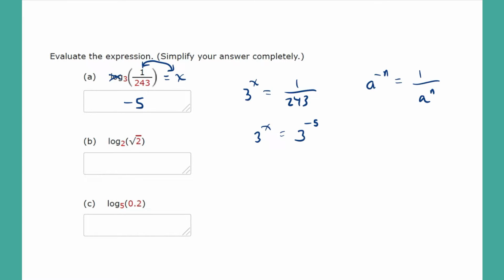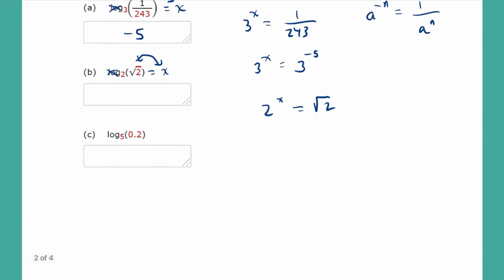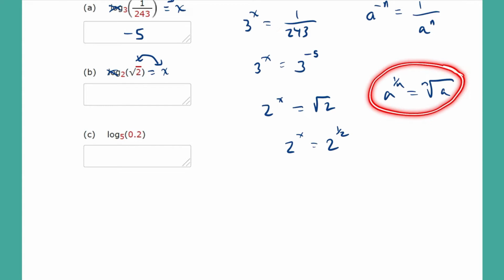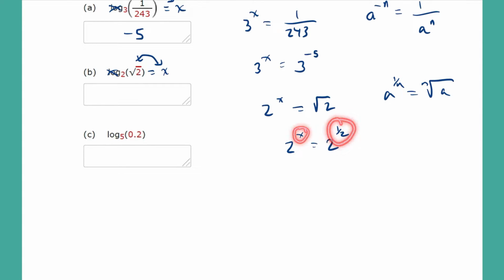Okay, this one's similar. That is going to be, swap those two numbers. So you're going to have 2 to the x power equals radical 2. Well, we know that the square root means 2 to the 1/2 power. Because of this rule here, this is another rule for an exponent. Whenever you have a radical and the index is n, then that converts to 1 over n as a rational exponent. So x equals 1/2.